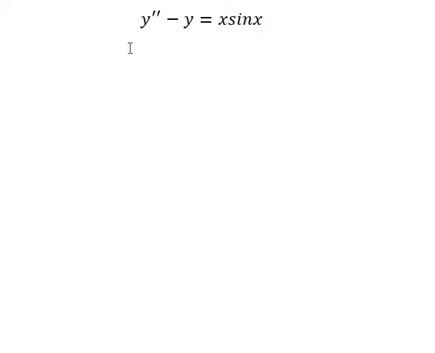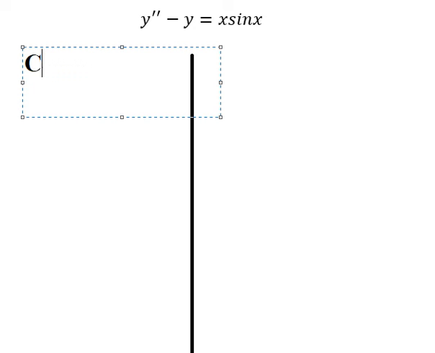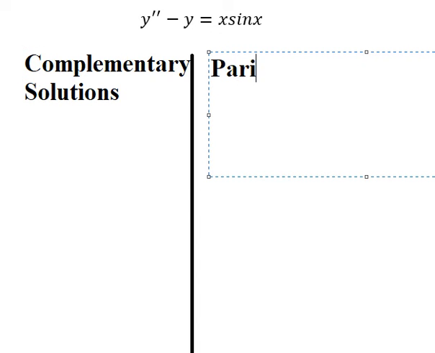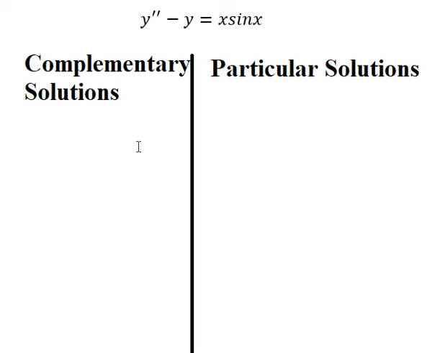So today I will show you how to answer this one. We need to divide into complementary solutions and particular solutions. So I will put yc, that is about e to the power of lambda s.